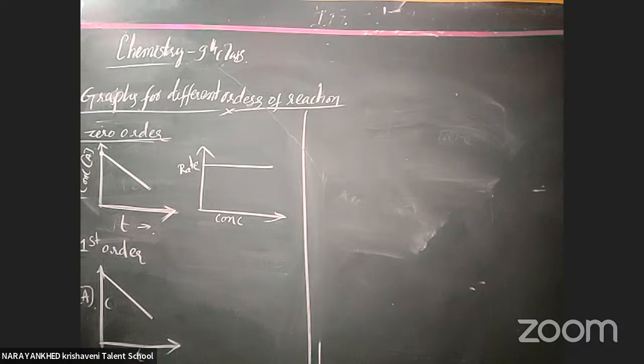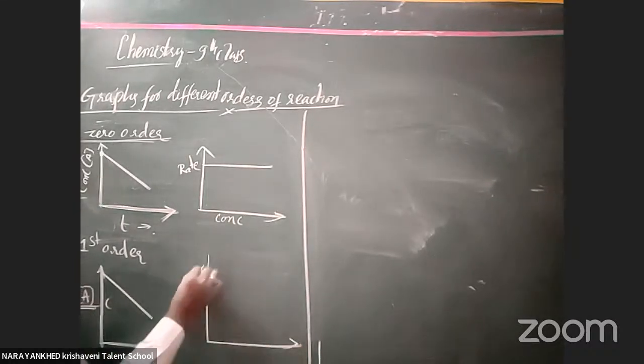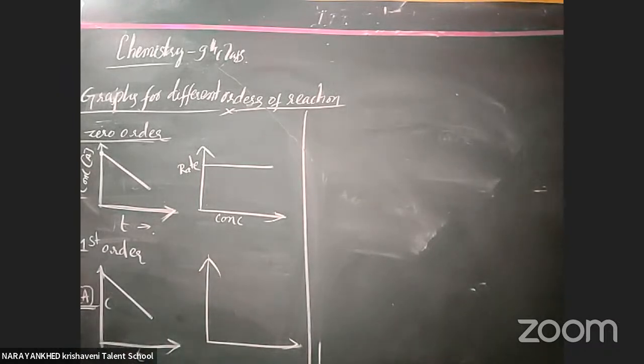Once check it. What is the formula we have for that one? K is equal to 2.303 by t log A naught by A. Now that is the only one there. That's why it decreases on a logarithmic basis. Yes, we take the log of the value here, not the concentration directly. Okay, and next this is the graph based on the concentration and the rate.